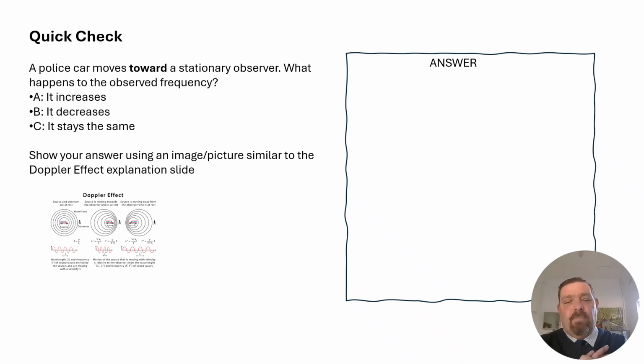Let's have a quick check. A police car moves towards, I'm an observer, observing. A police car is coming towards me. What will I observe? How will the frequency sound? Higher or lower? And then using one of these type of diagrams, I need you guys just to quickly scribble on paper what the wave front will look like. Doesn't have to be pretty. Choose one of the answers, A, B, or C, and then quickly scribble on the piece of paper what the wave fronts will look like. This is just for us to see where we are.